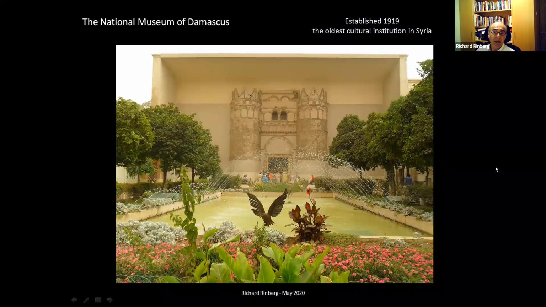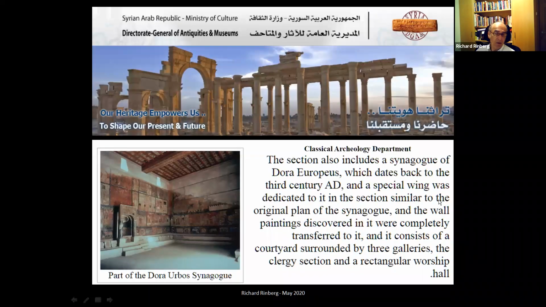which was established in 1919. And if you go on the website today of Damascus Museum, you'll see they're very proud of this synagogue. They don't quite spell it correctly, Dura Europus, I've just cut and pasted, or Dura Urbus. Obviously Dura fort and European fort, and they say it dates back to the 3rd century BCE. And the museum has a special wing dedicated to this synagogue, which is really a very special place.